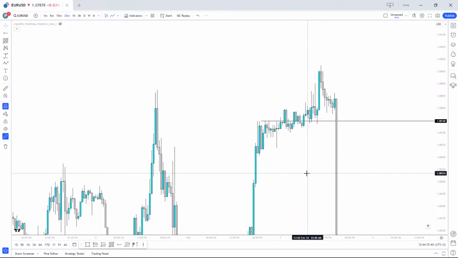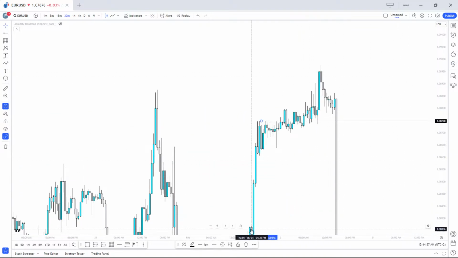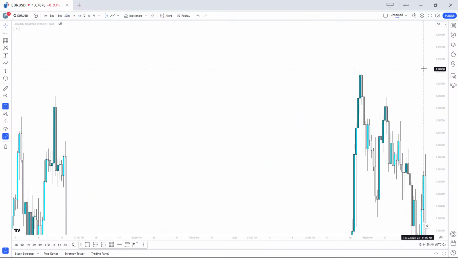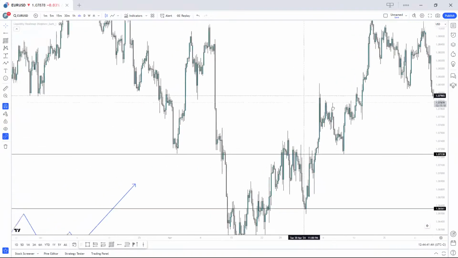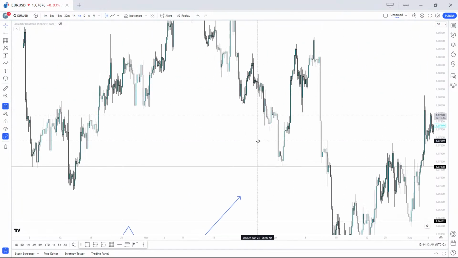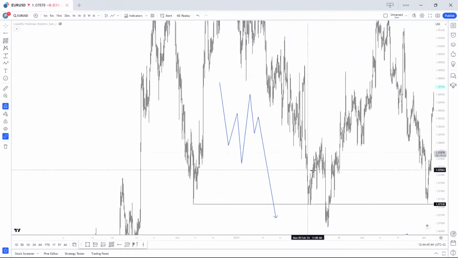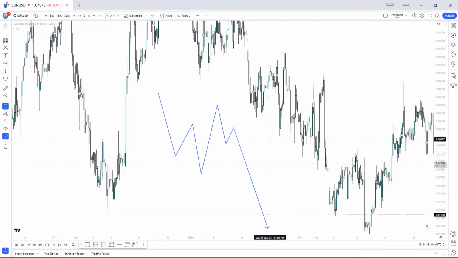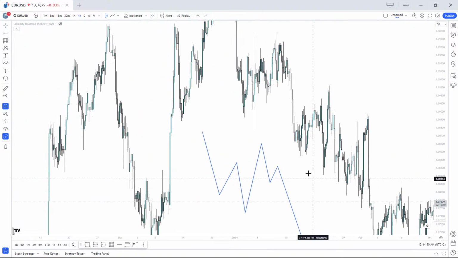No, we can take this as an example. We haven't had enough conferences here, so I'll keep on looking. Again, what are we looking for? We're looking for a top which takes out the lower high.